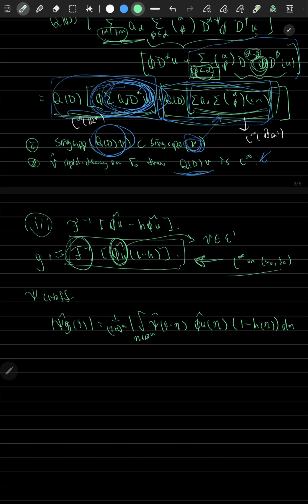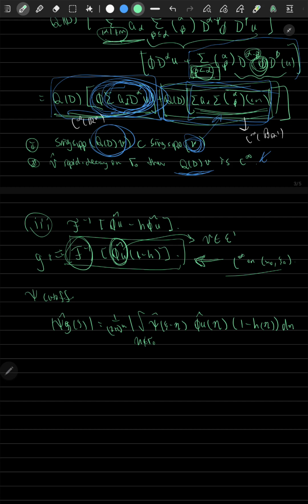And okay, so note that 1 minus h is 0 outside of gamma 1, right? Is that correct? So maybe it's 0 outside of gamma 0. So that means eta is not in gamma 0, right? We can take this restricted domain of integration, no problem. And what else do we have here? So this is not in gamma 0.